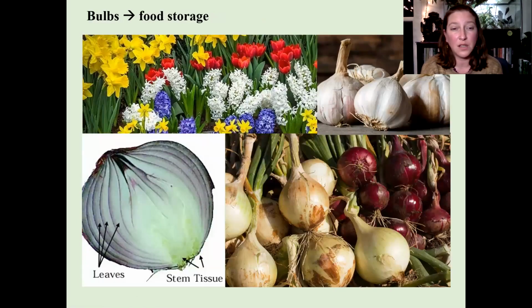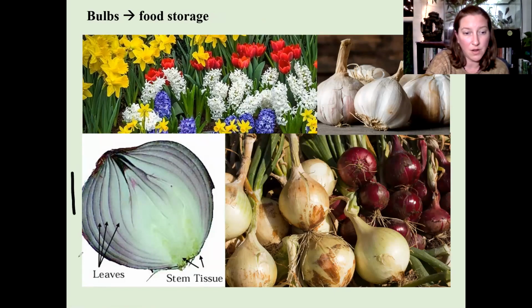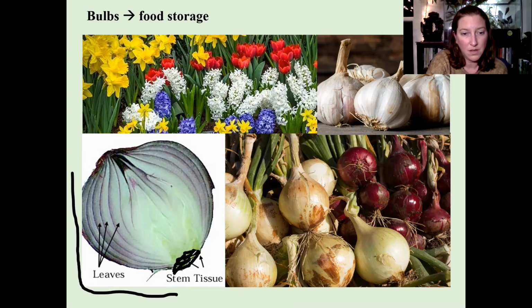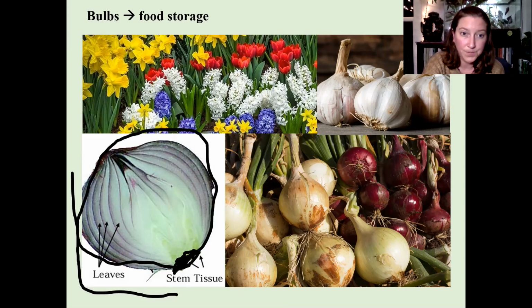We talked about this a little bit in the stem lecture where I mentioned onion. Right here on the left is an onion. In the stem lecture, I was telling you the stem tissue of an onion is just that little knob part right at the base. But all the other stuff is actually modified leaves. So when you're eating an onion, you're actually eating leaves, believe it or not.